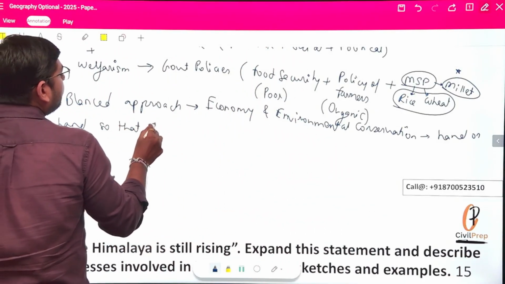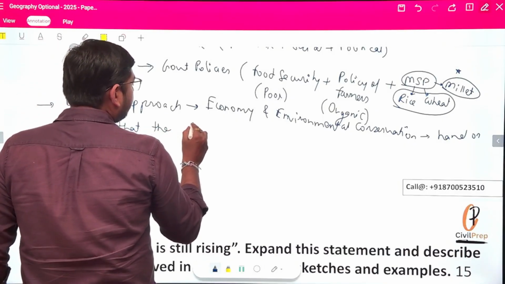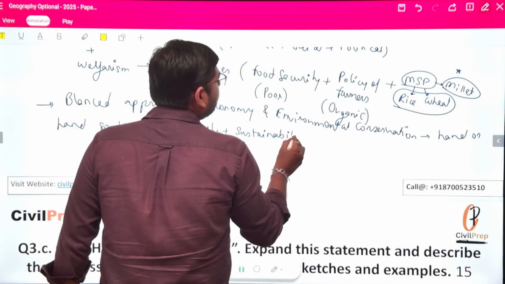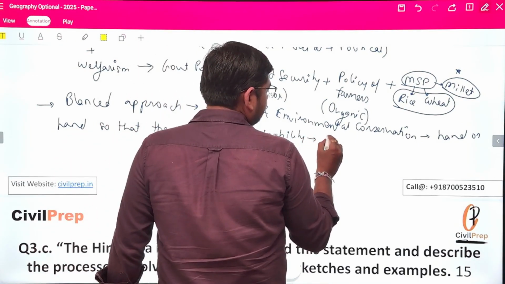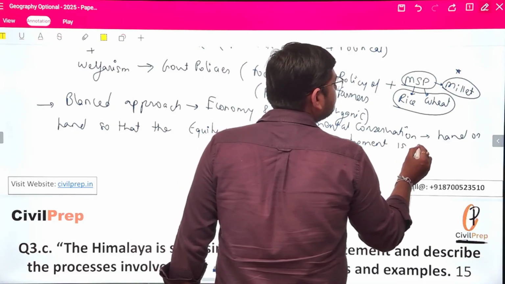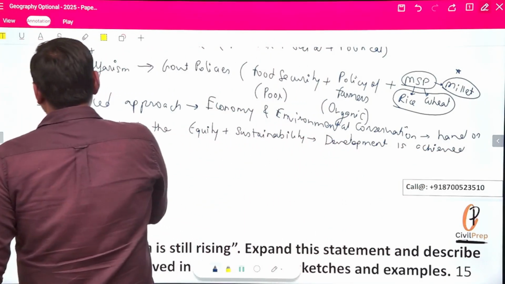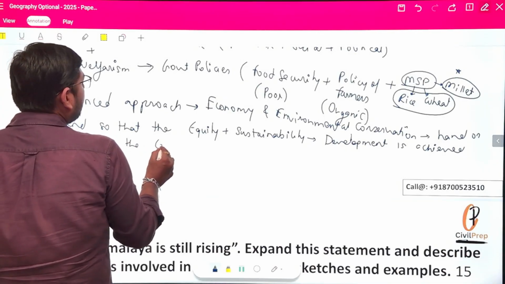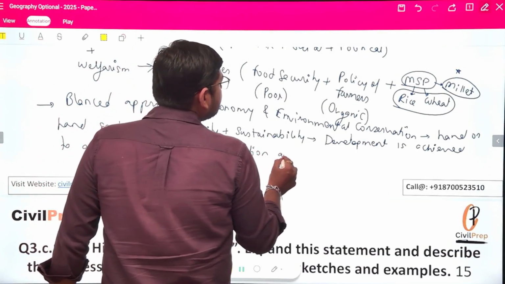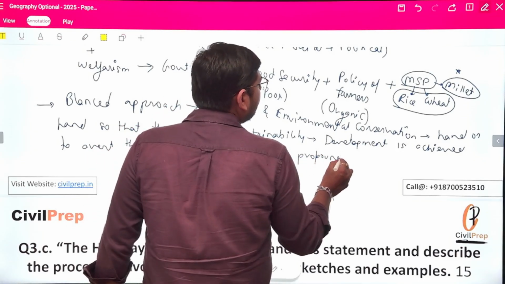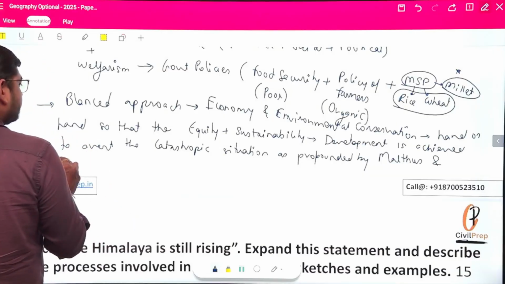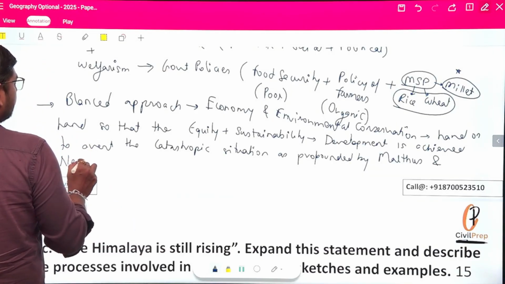so that equity plus sustainability with respect to development is achieved, to avert the catastrophic situation as propounded by Malthus and Neo-Malthus.